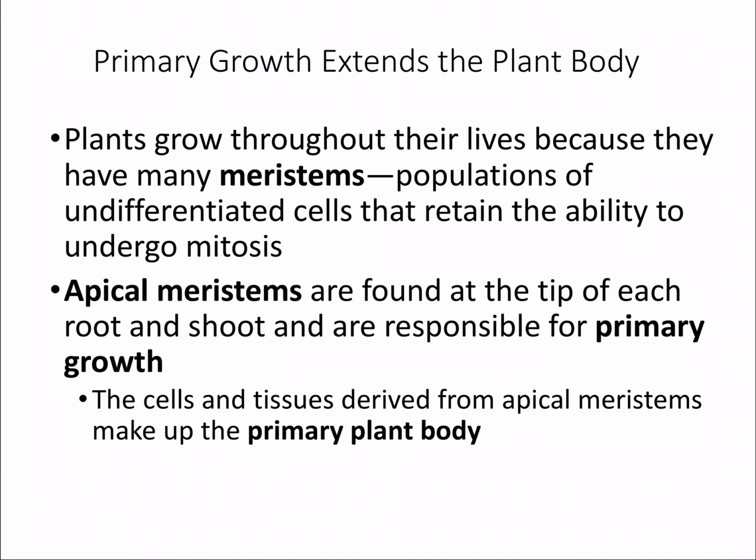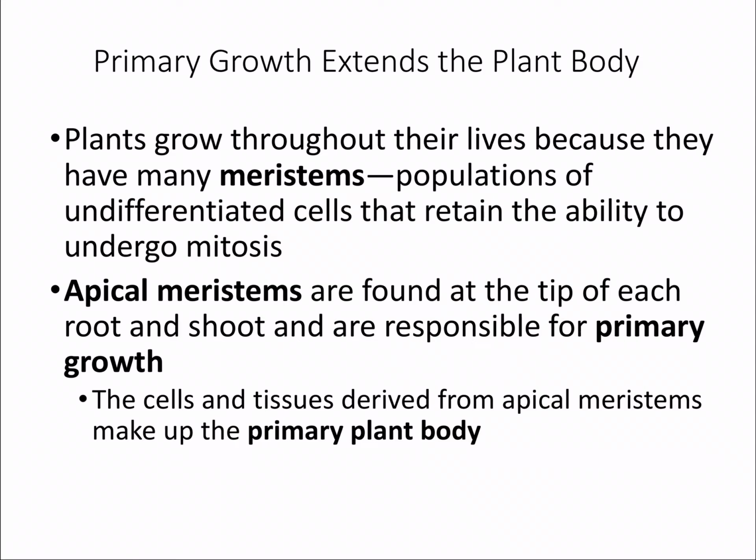All right, so how do plants grow? So plants grow throughout their lives because of structures called meristems. So these meristems are populations of cells that are still in their undifferentiated states. So they haven't decided yet what kind of cell they're going to be. They're going to ultimately differentiate and become the cells that they're going to be. But in the meristem, they're undifferentiated. They're stem cells.